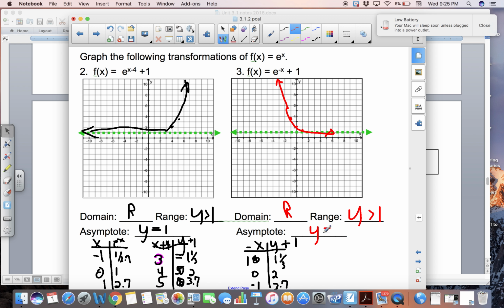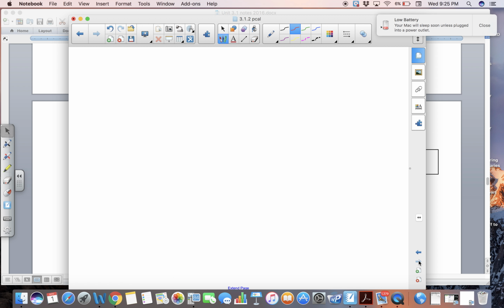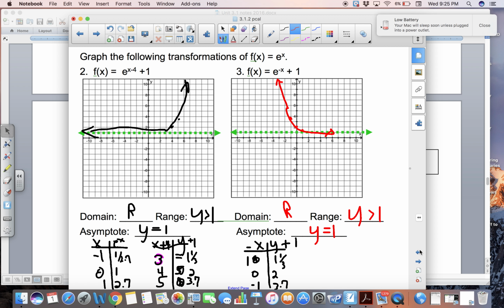So you can see that that negative here took this curve and flipped it over the y-axis, and it went up 1. All right, so you can see that effect on your graph. All right, so that's e to the x, and that's it for today. Practice with your transformations. Remember, you can check these graphs. You shouldn't do them on a calculator, but you can check them on a calculator.